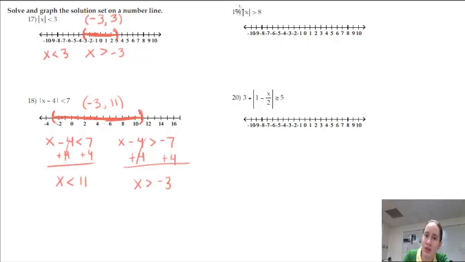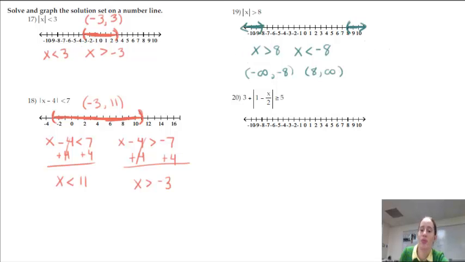Number 19. Now we have x is greater than 8, and also x is less than negative 8. So at negative 8, we're less than, which means we'll shade to the left of negative 8. And it's greater than positive 8, so positive 8 greater than. The interval notation for this will be negative infinity to negative 8 and 8 to infinity.